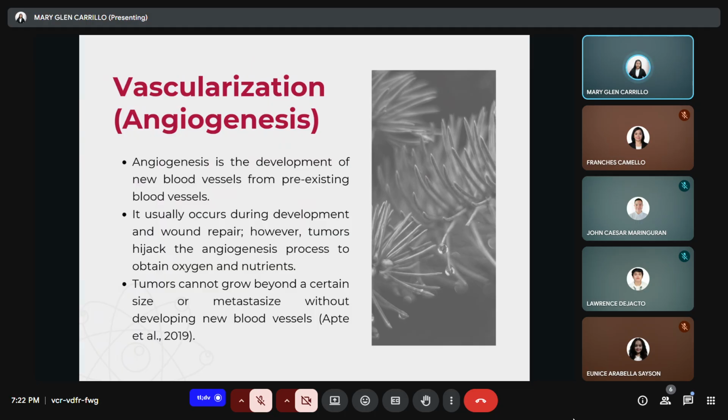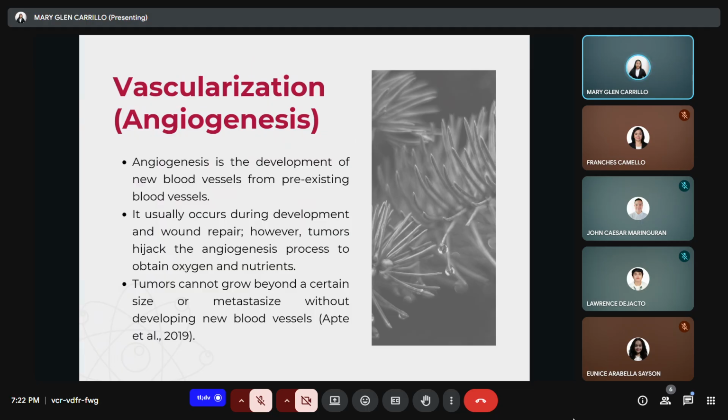But here's the problem, not all angiogenesis is good. Sometimes diseases use this process to their advantage. A good example is tumors. A tumor is basically an abnormal mass of cells. Not all tumors are cancerous, so take note of that. Some are benign, meaning they don't spread. But when a tumor is malignant, that's when it becomes a cancer.